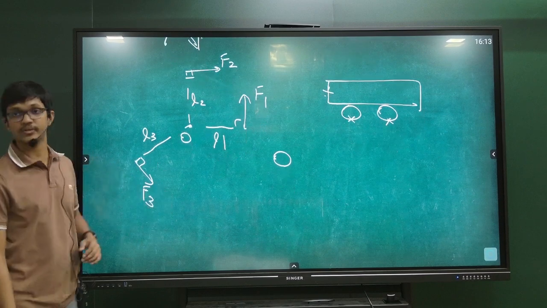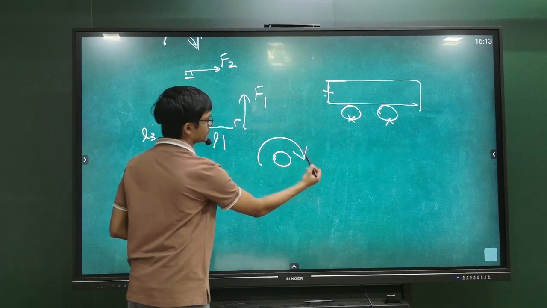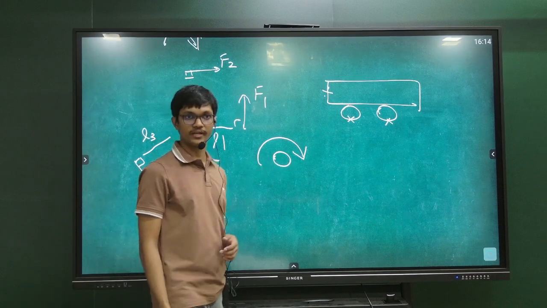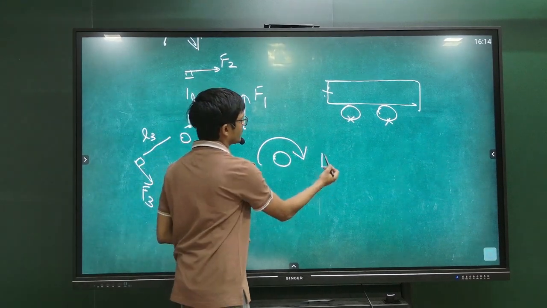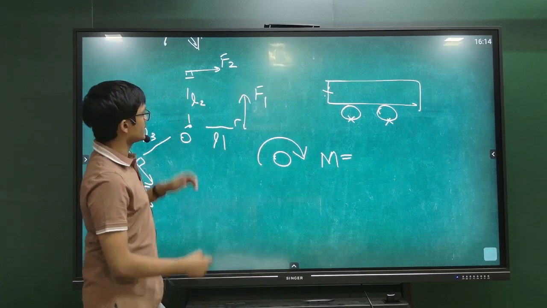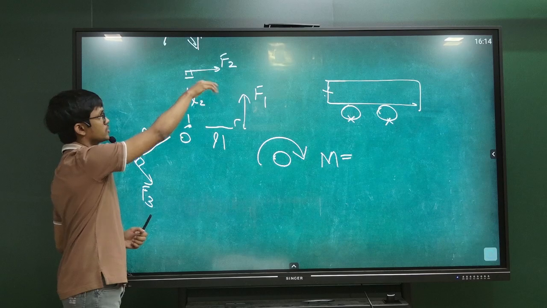Then I have to choose a positive direction. I'll choose this direction as positive. Clear? I mark the positive direction. Now I can write the moment. This F2 is in that direction, right? F2 is in that direction. So F2, L2.